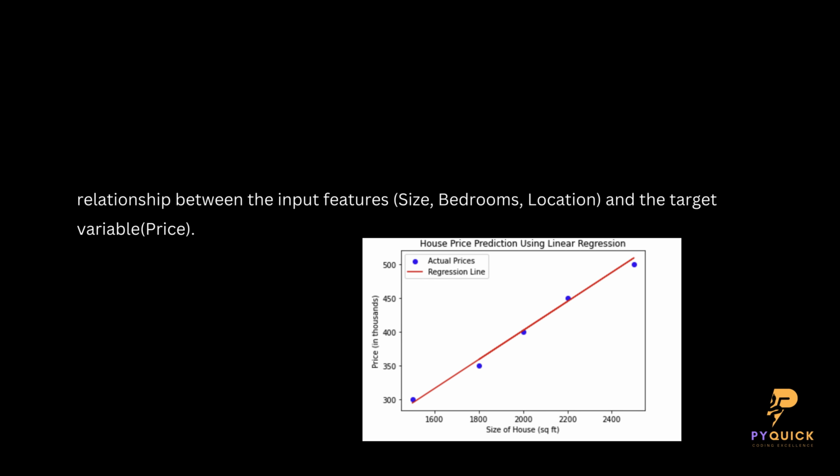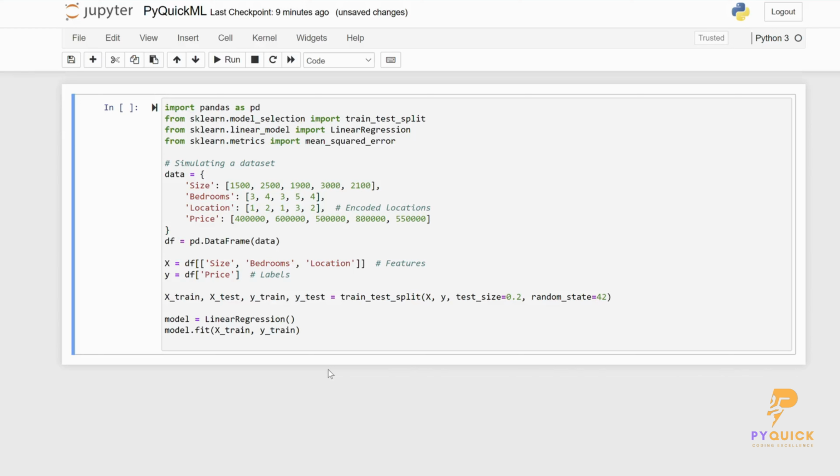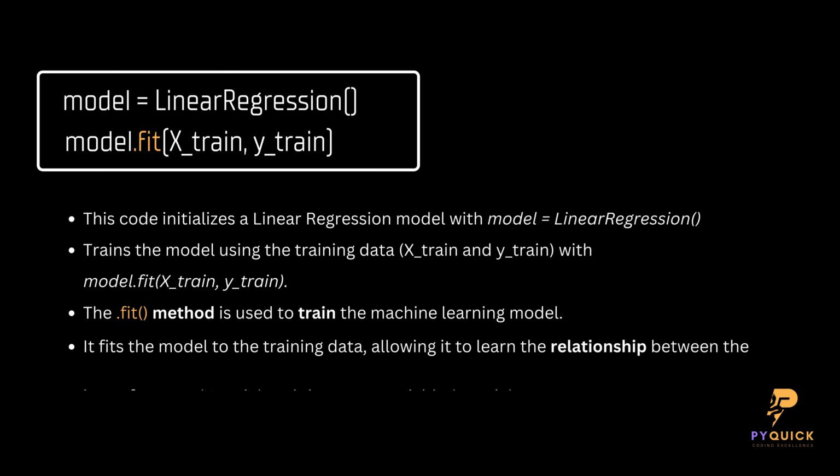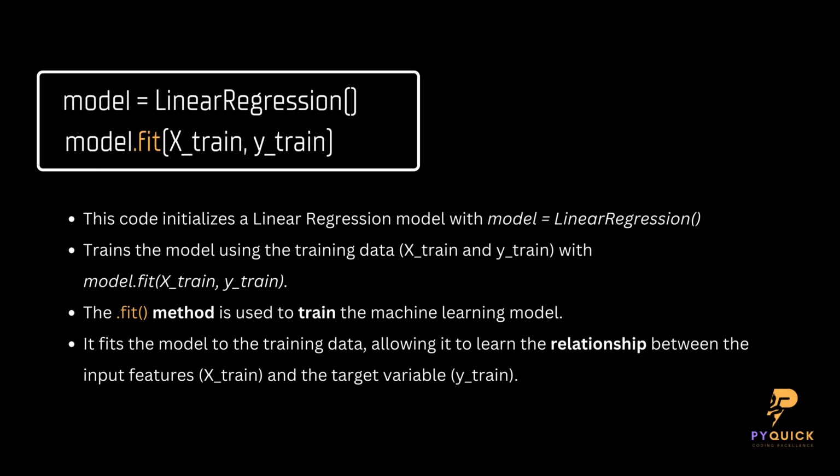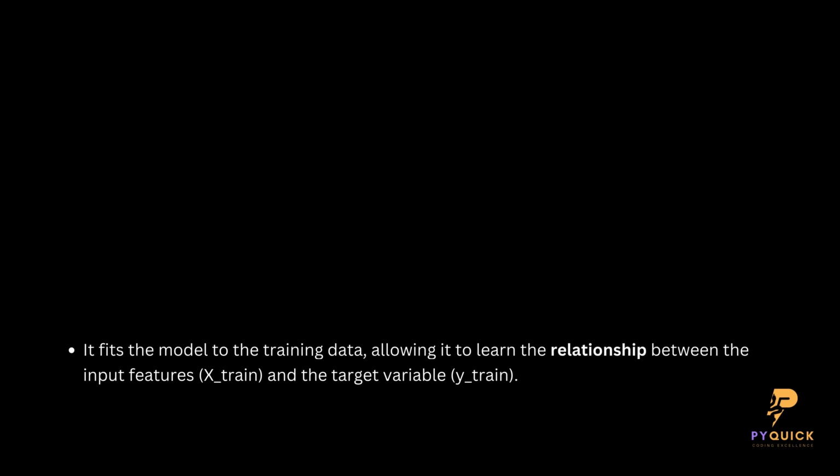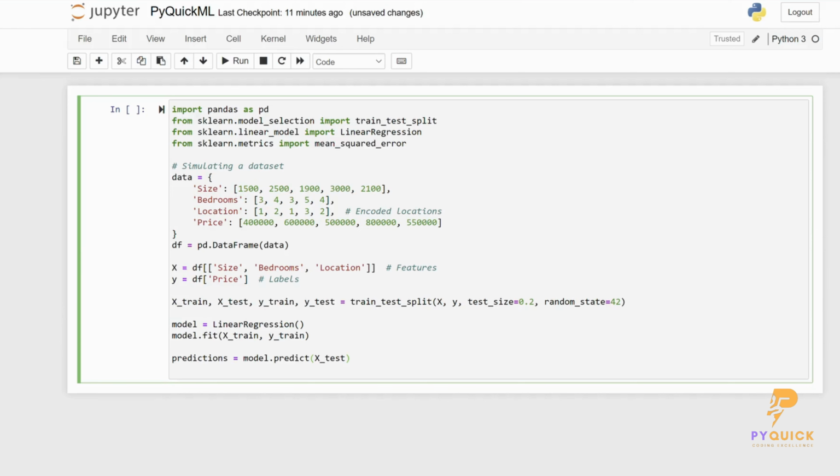This is how it's done in code. This code initializes a linear regression model with model = LinearRegression(), and trains the model using the training data, X_train and y_train, with model.fit(X_train, y_train). The .fit method is used to train the machine learning model. It fits the model to the training data, allowing it to learn the relationship between the input features, X_train, and the target variable, y_train. Our model is now trained.